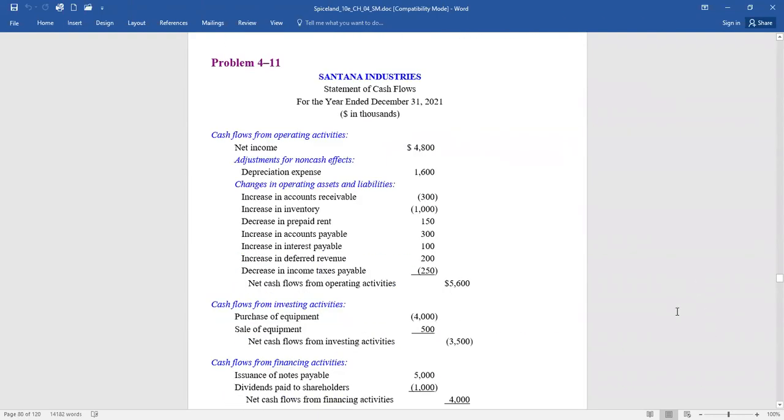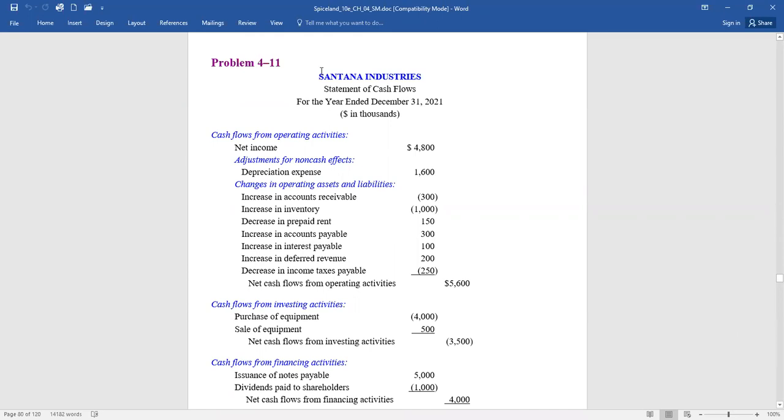So they present us with the income statement at the top for Santana Industries for 2021. And then they give us the balance sheet information for 2021 and 2020, which we would need to know in order to do our major calculations. It goes on the next page to tell us there were cash dividends declared and paid to the shareholders. They purchased equipment for $4,000 with cash. They sold some equipment, and there was depreciation of $1,600 in operating expenses. So they want us to prepare, as you can see, the statement of cash flow indirect method. So we start with the $4,800 in net income.